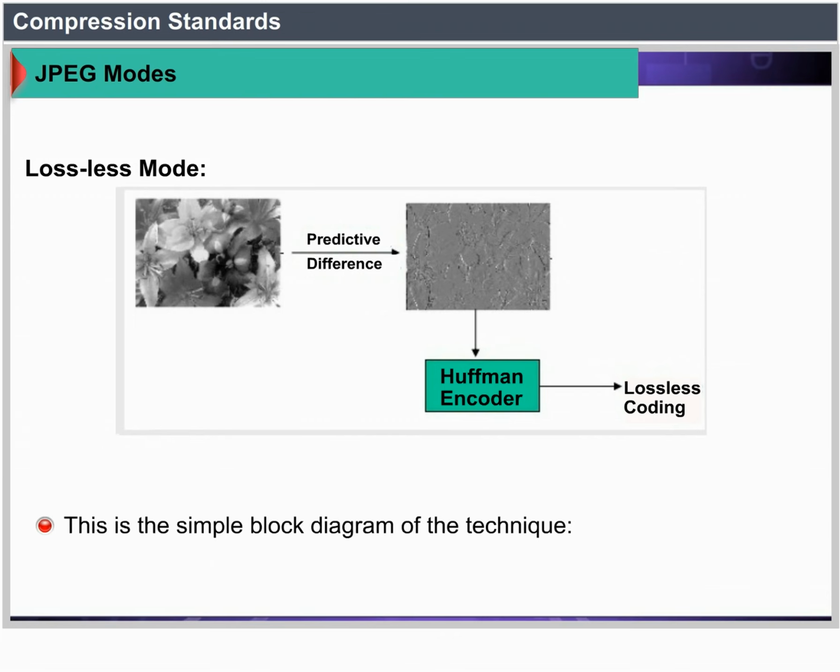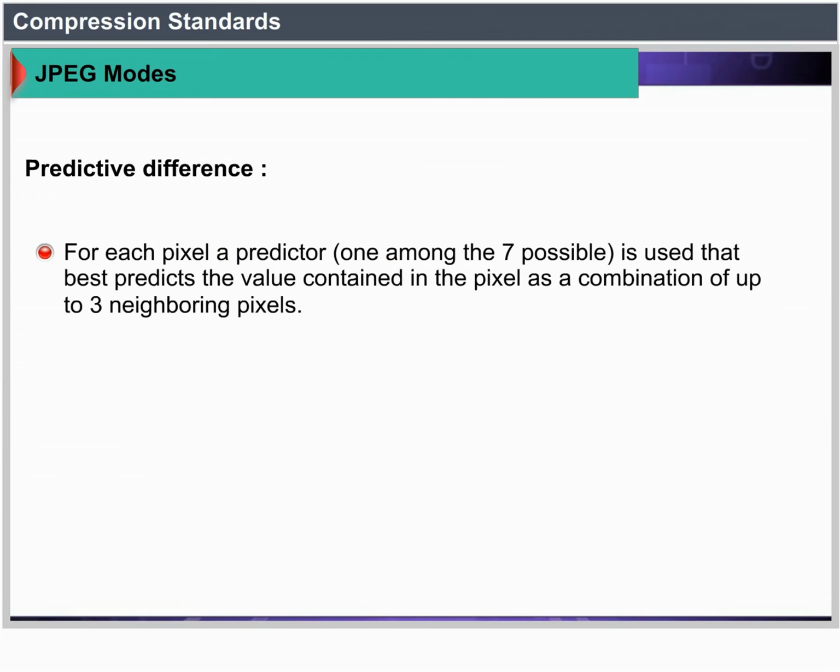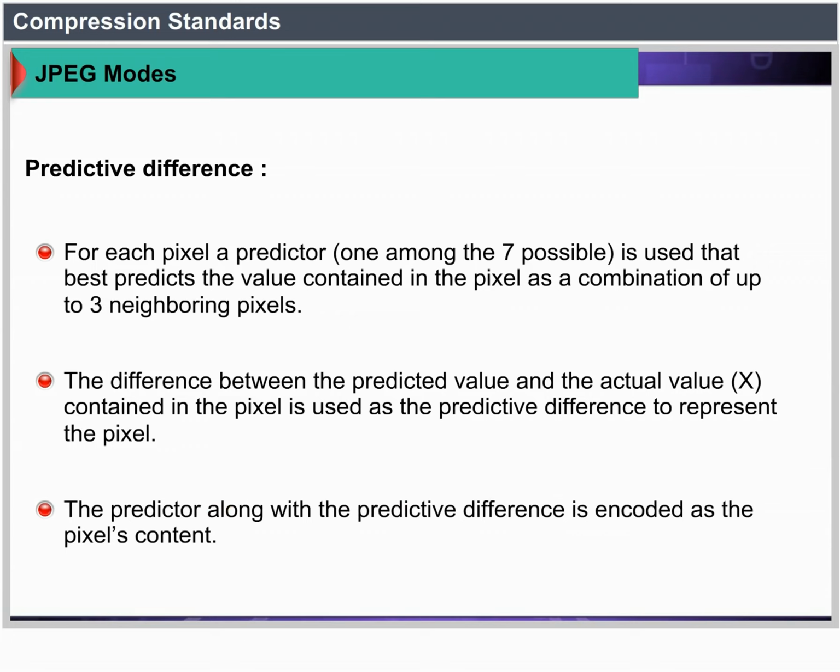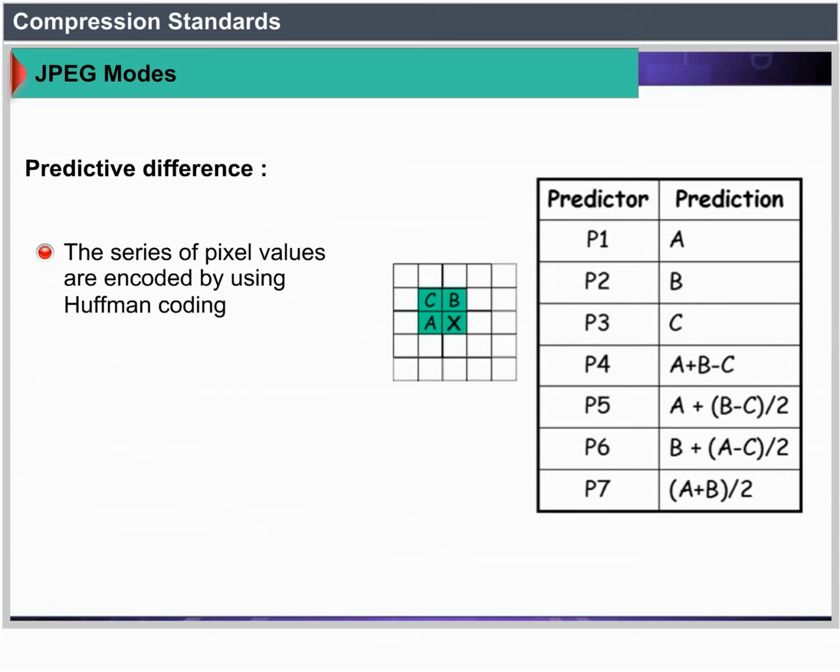Predictive difference. For each pixel, a predictor, one of 7 possible, is used that best predicts the value contained in the pixel as a combination of up to 3 neighboring pixels. The difference between the predicted value and the actual value, x, contained in the pixel is used as the predictive difference to represent the pixel. The predictor along with the predictive difference are encoded in the pixel's content. The series of pixel values are encoded using Huffman coding.